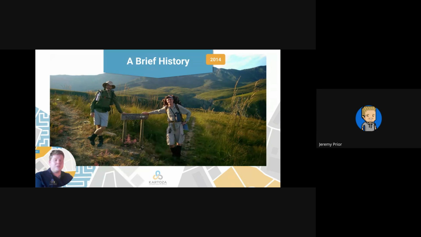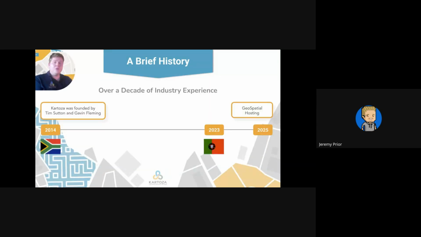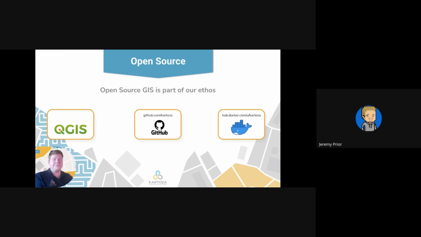A brief look at Kartoza's history is essential to understanding the path to geospatial hosting. Kartoza was founded in 2014 by Gavin and Tim Sutton, pictured here. Gavin's the guy on the right, Tim's on the left. Over the years, our company has grown, starting with a headquarters in South Africa and expanding to Portugal in 2023. We now have a team of more than 25 staff across 10 countries. As we continue to grow, we're always developing new products and services like our geospatial hosting platform.